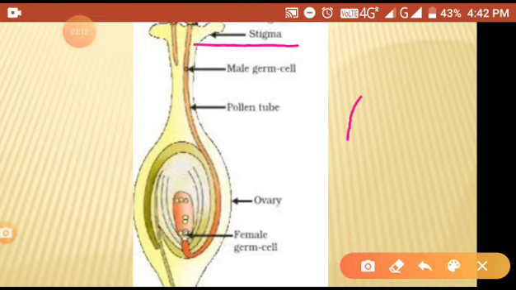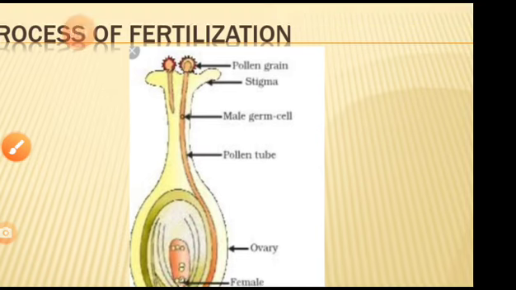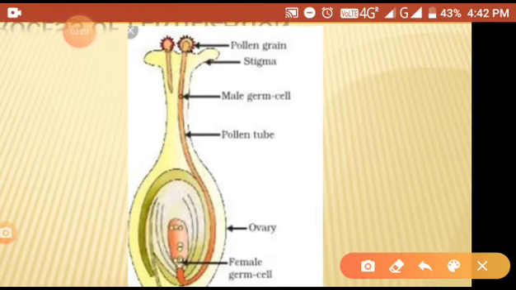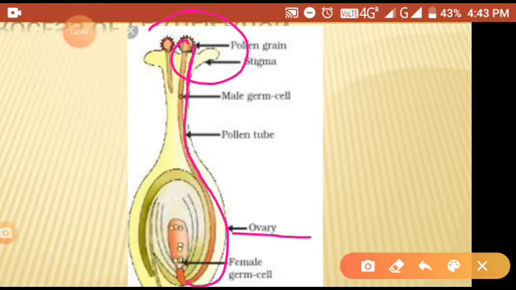Actually what happens? You can see one pollen grain is present here. This pollen grain makes a tube-like structure, and this tube-like structure enters into the style like this. It is traveling through the style and reaches here, into the ovary. This is the ovary. So this male cell of the pollen grain reaches the ovary with the help of this tube.